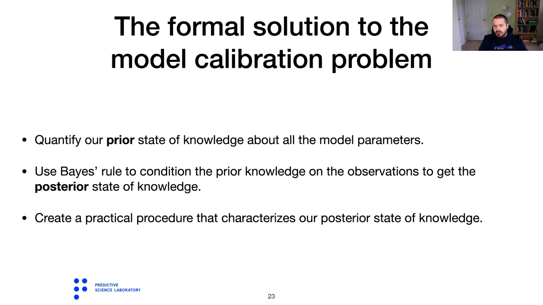Now, the whole point of this class is to create a practical procedure that characterizes our posterior state of knowledge. In other words, the formulation of the calibration problem is more or less trivial. It is very straightforward to formulate the mathematical description of the calibration problem, and we're going to learn about this as part of this class. But it is tremendously difficult to carry out the program suggested by this mathematical formulation. And we're going to spend quite a few lectures talking about how it is that you can actually carry it out.